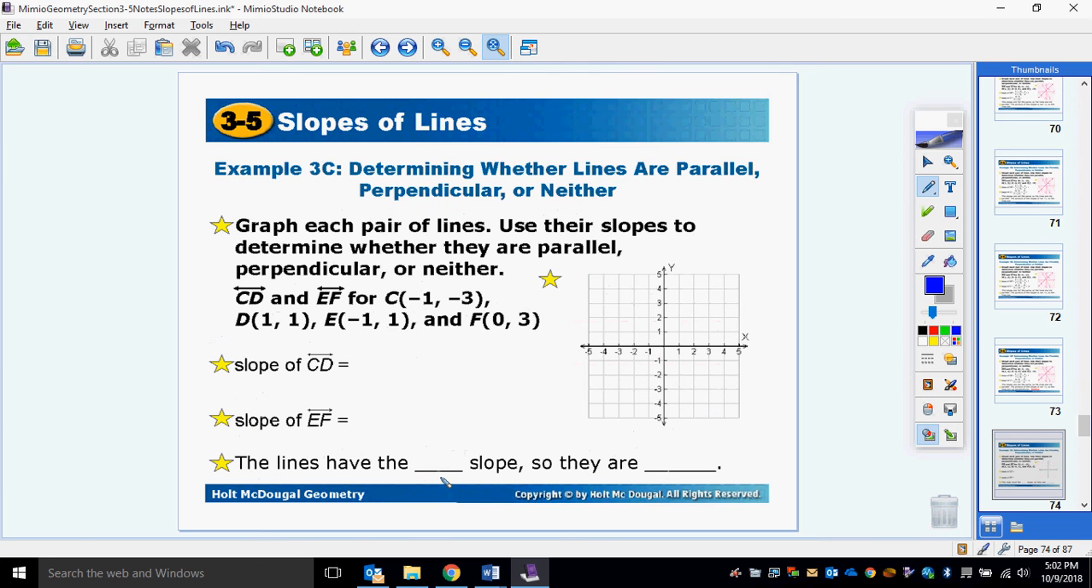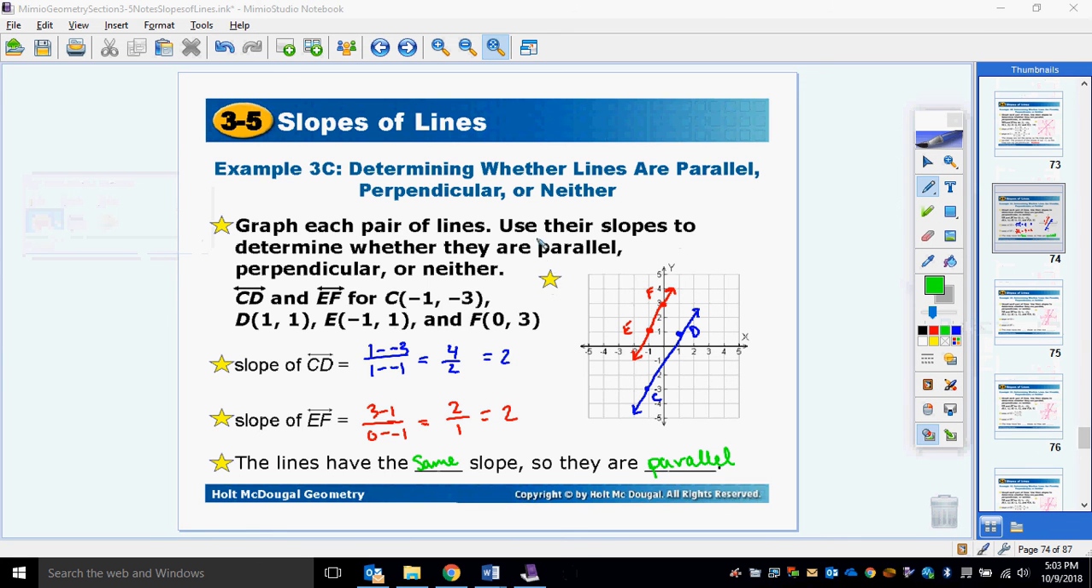Okay, I'm going to let you try this one. Go ahead and pause the video and graph and see what you get. Hopefully you found out that the slope of CD was 2 and the slope of EF was 2, so since they have the same slope, the lines are going to be parallel.